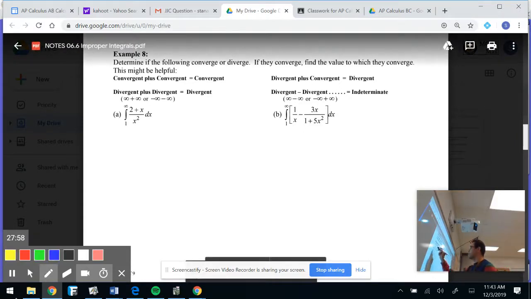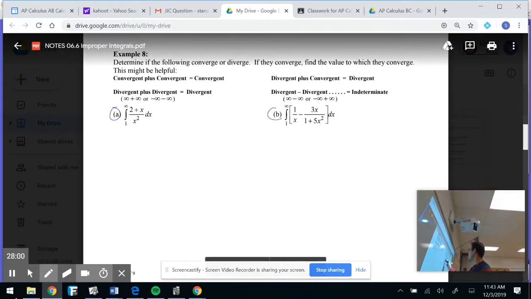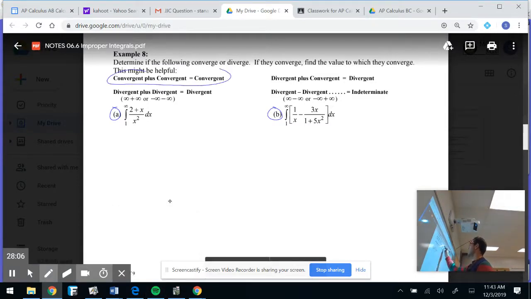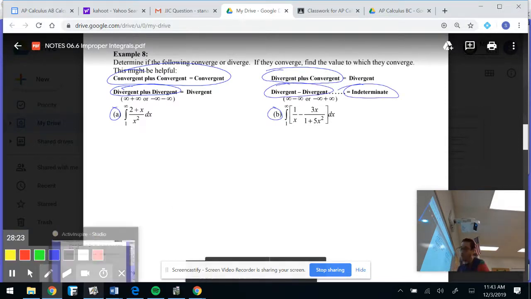I'm going to do A. You're going to do B for some of your homework. Let's switch it up. Maybe blue will keep this marker working a little bit longer. You could have some of these cases that happen. If you have a convergent plus a convergent, it would converge. Divergent plus a divergent would be divergent. Divergent and a convergent, infinity plus 5 is infinity. But if you get infinity minus infinity, what? Can't figure it out.